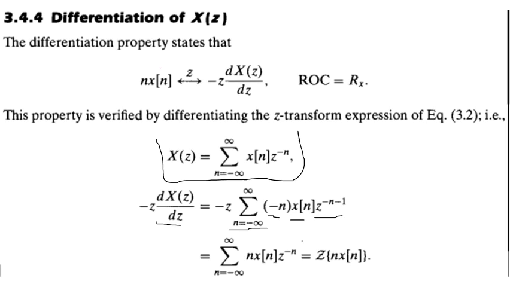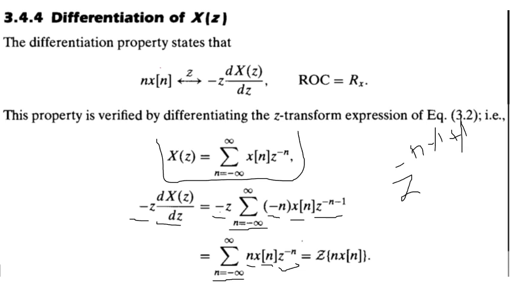Now multiplying both sides by minus z. Once I multiply both sides by minus z, the minus cancels with the other minus, and we get the summation of n x[n] and then z raised to the power minus n minus 1 plus 1. So this cancels, and we are left with z raised to the power minus n.